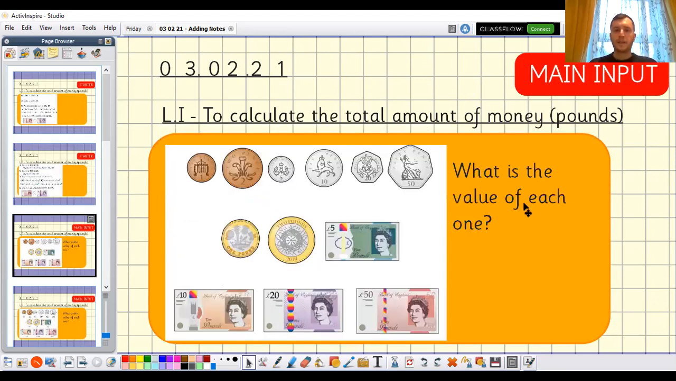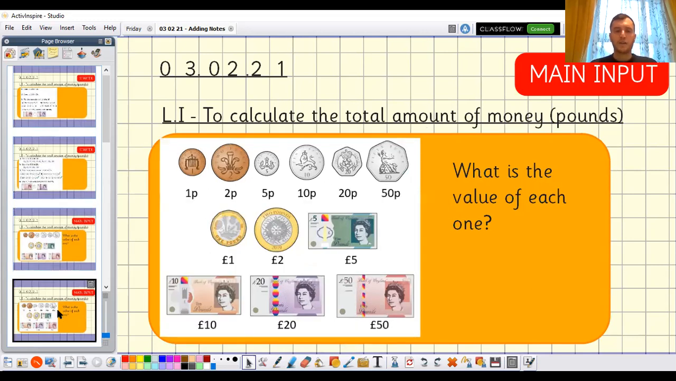As a bit of a recap, can you remember what is the value of each of these coins and each of these notes? If you look carefully, you should be able to see the writing on them to help you too. Maybe you could quickly jot down the value of each one. And if you want some more time, once again, pause the video here.